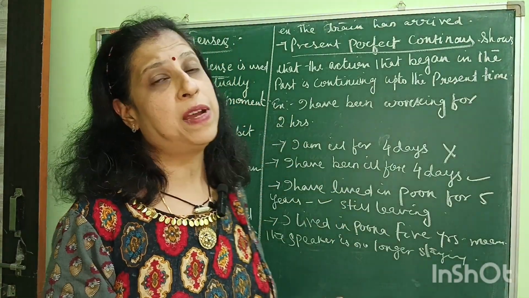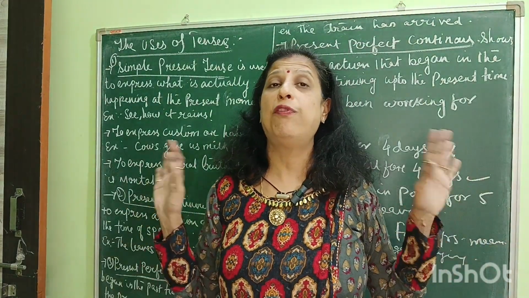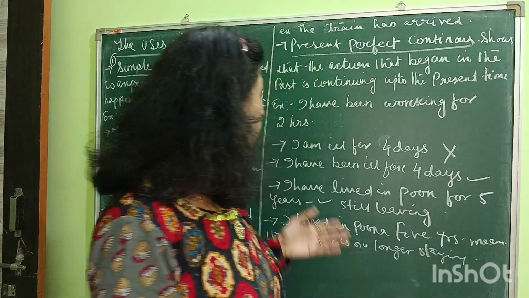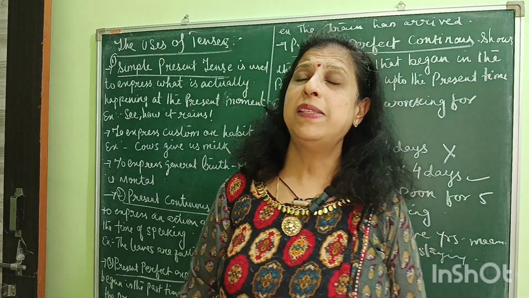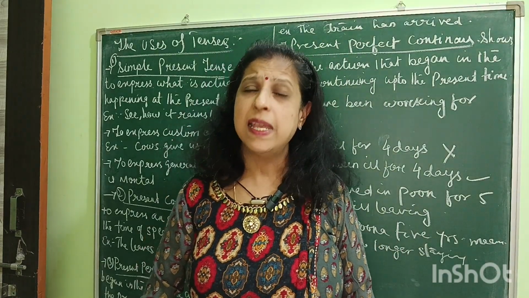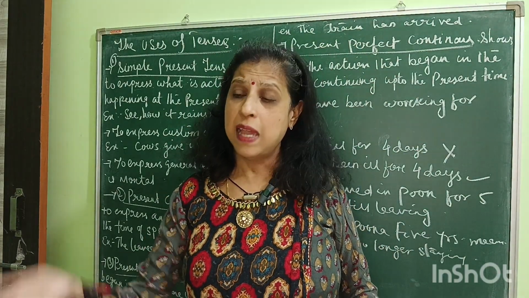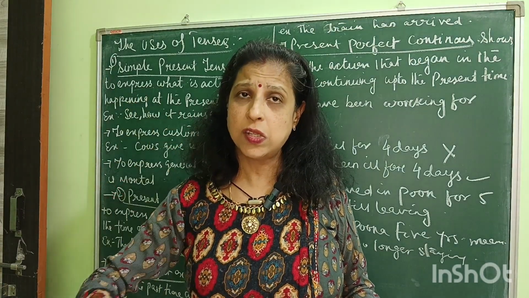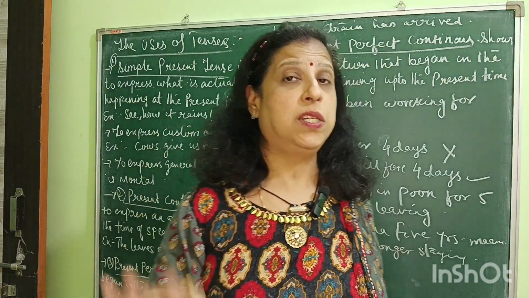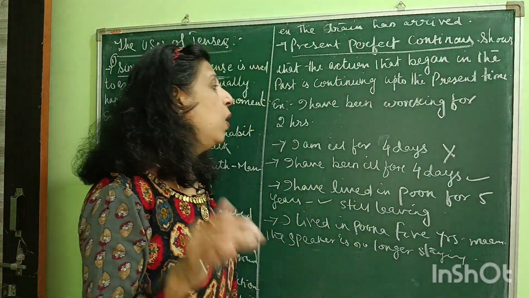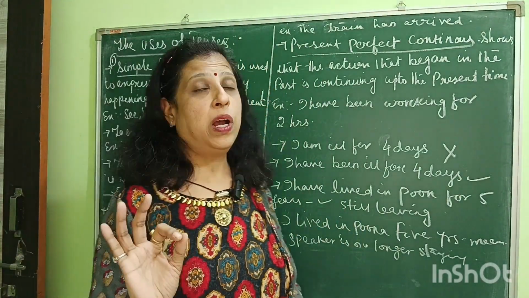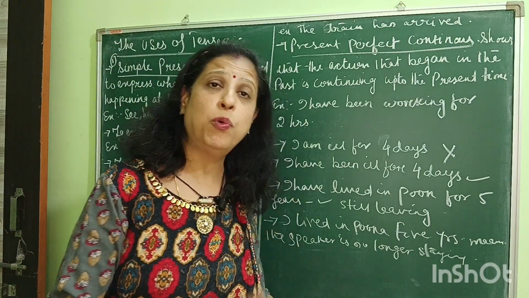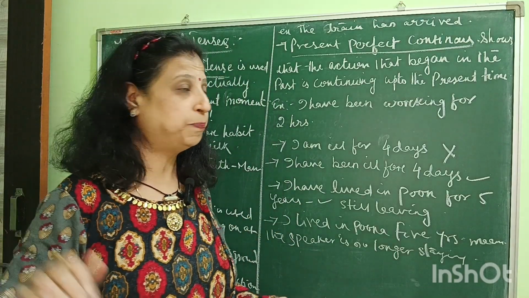For example, if I say, I have been working for 4 hours, or I have been studying for 4 hours, it means I have started my studies and I'll be continuing with my studies further. So that is called present perfect continuous tense. I have been working for 4 hours or 2 hours. I have been studying for 4 hours or 2 hours. That means I am going to further continue with that work.